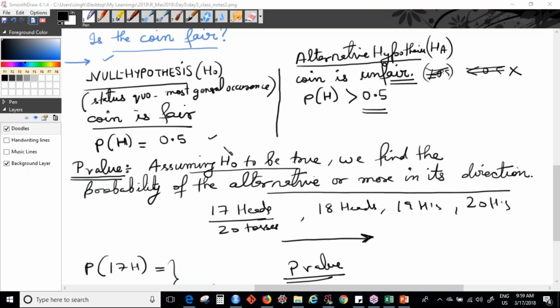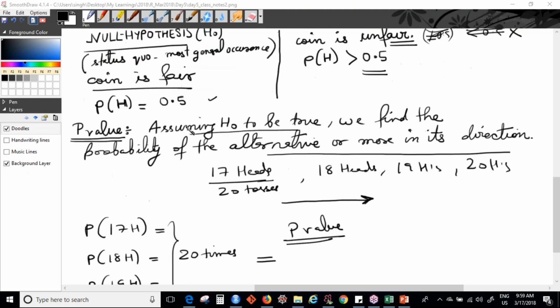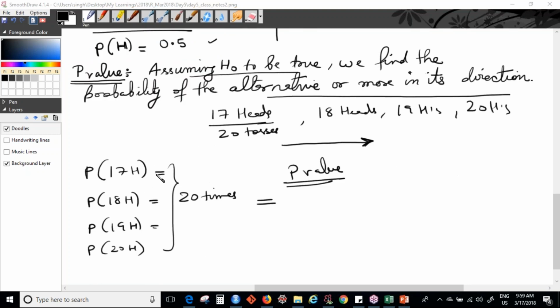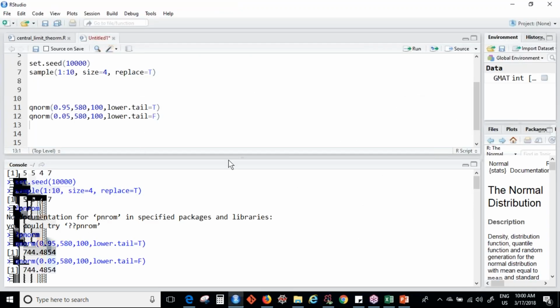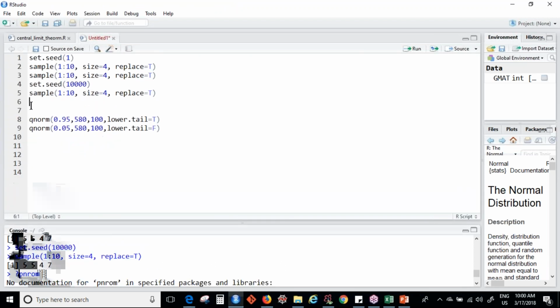Now let us find the p-value, and then I'll try to answer the question that we started with. To do this, we can use the binomial theorem, which we have already learned. To find 17 heads, the formula is 20 C 17, 1 by 2 to the power 17, times 1 by 2 to the power 20 minus 17. Similarly you will run this formula for all 4 cases. So let us do that in R. Now we will learn how to run binomial theorem in R. It is very simple.